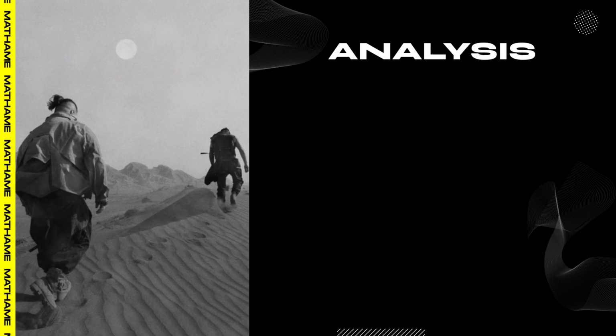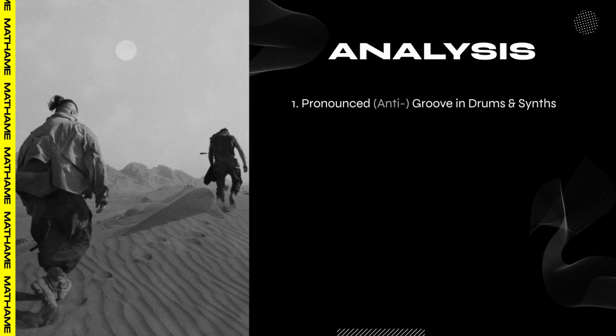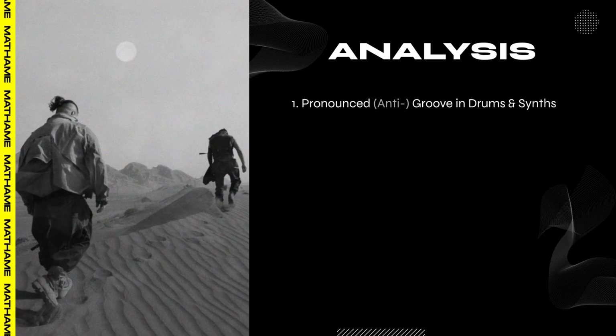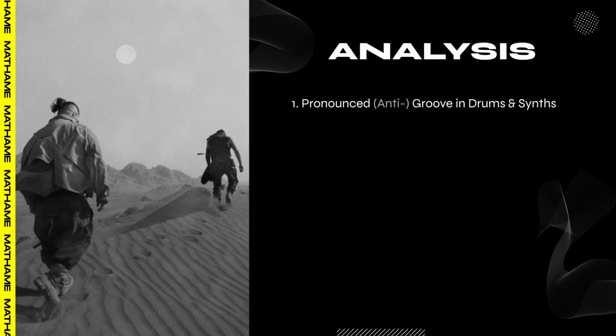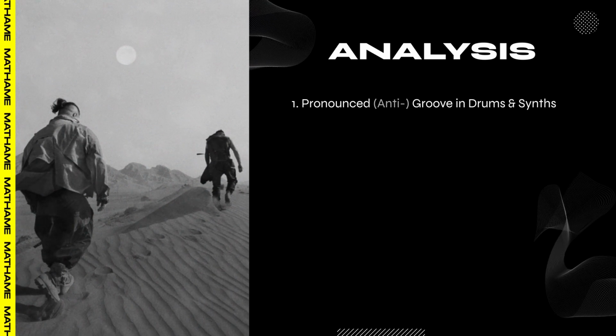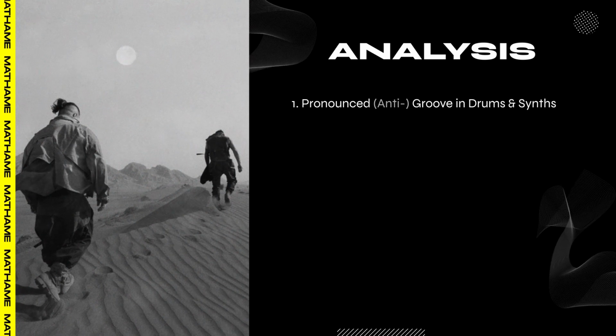Let's get into the analysis. First of all, we see a very strong anti-groove in the drum sounds and the synthesizer sounds. What this exactly means I will explain later in the video, but it's a very common technique that, for example, producers like Tale of Us, Mind Against and especially Mathame are using.